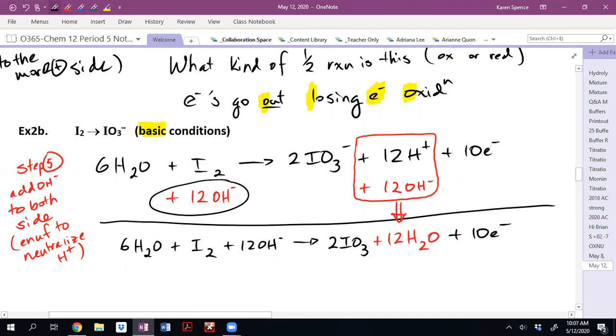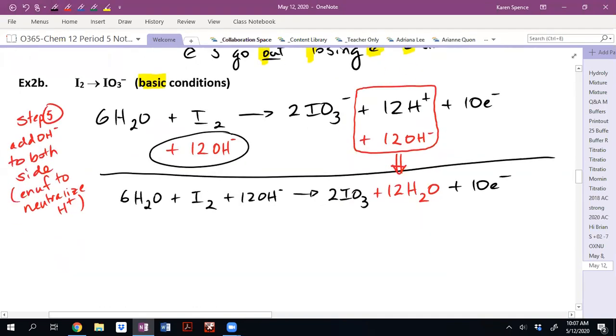And then step 5, add the hydroxides to both sides. We also did step 6, which is to make water, which is what we did right here. Okay, we made our water right there.